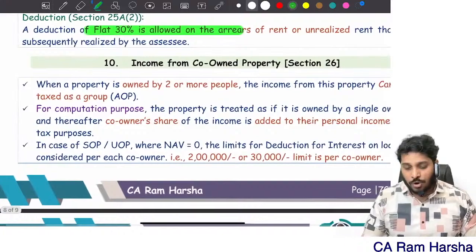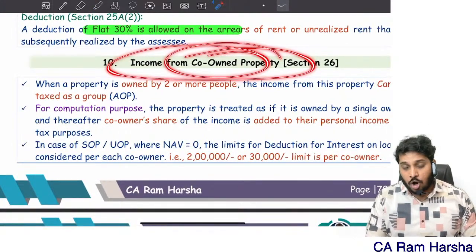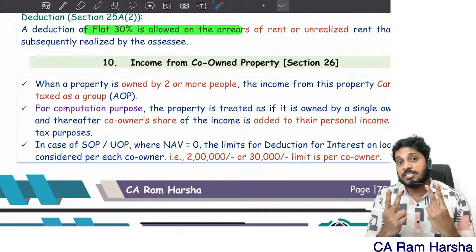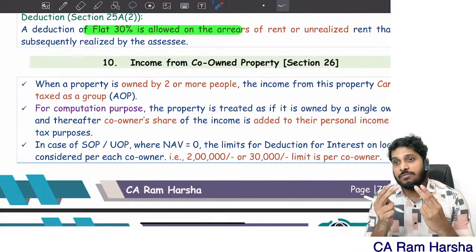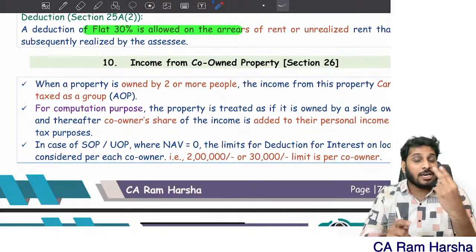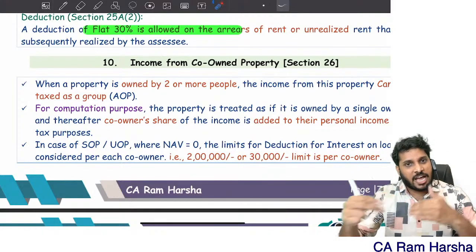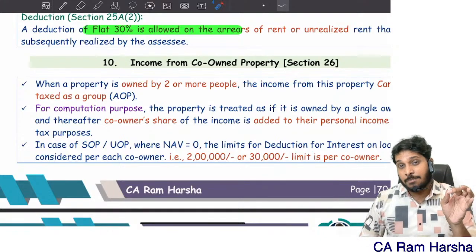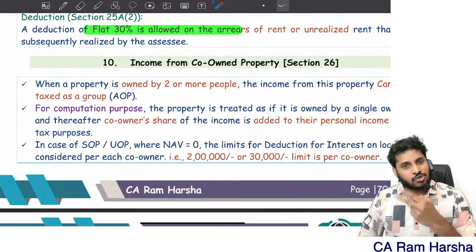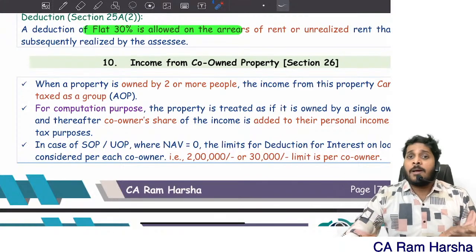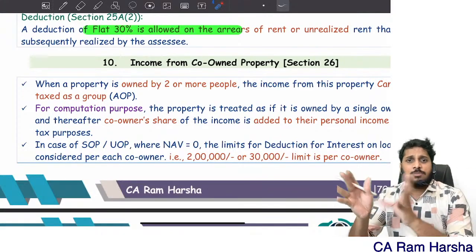Okay. Co-ownership. Co-ownership means what? In co-ownership, only one point you should remember. Each owner will get a 2 lakhs limit separately for self-occupied property, for their own share. Getting it? One house is there, 2 owners were there. How much is the interest deduction limit? 4 lakhs, because 2 owners are there. 3 owners, 6 lakhs. If the 30,000 limit is applicable, then 30,000 multiplied by that many owners.